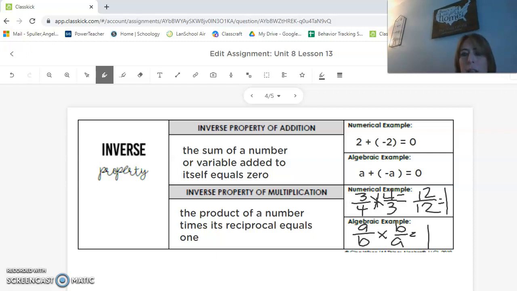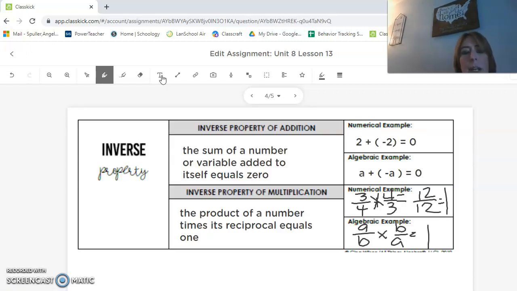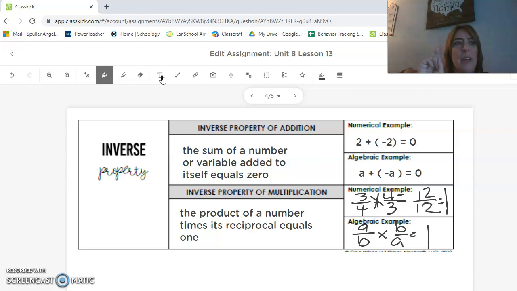All right, that's the, oh, no, it's not the end. Here we go. Oh, yeah, that is the end. So now it is your turn to go back to Classcraft. You're going to practice these 6 properties. So distributive, commutative, associative, identity, multiplication property of 0, and inverse property, making equivalent expressions. So go ahead and head back there. And then once you're done with that pathway, you're ready to take your Unit 8 assessment.